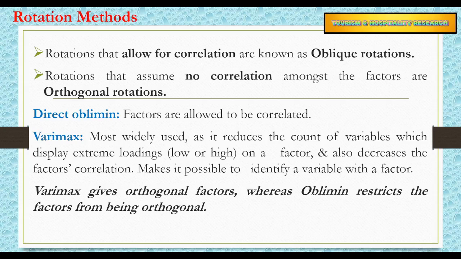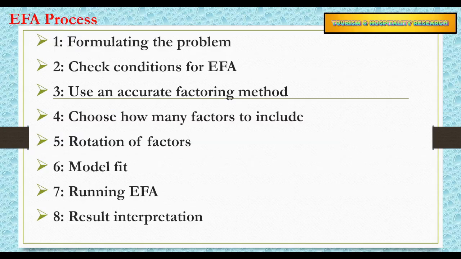In varimax, most widely this option is used as it reduces the count of variables which display extreme loadings, it could be low or high, on a factor, and also decreases the factor's correlation. It makes it possible to identify a variable within a factor. Varimax gives orthogonal factors, whereas oblimin restricts the factors from being orthogonal. So we are going to use varimax rotation method when we do our EFA.